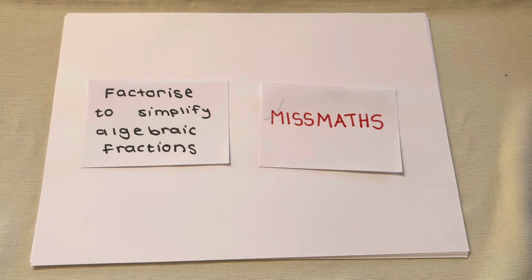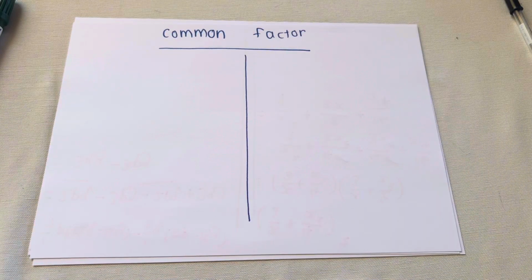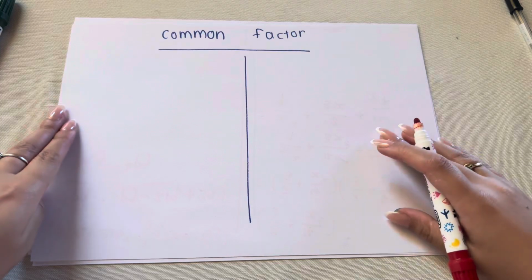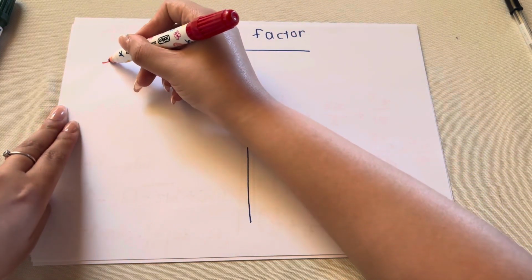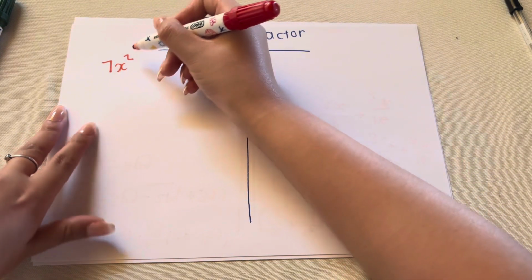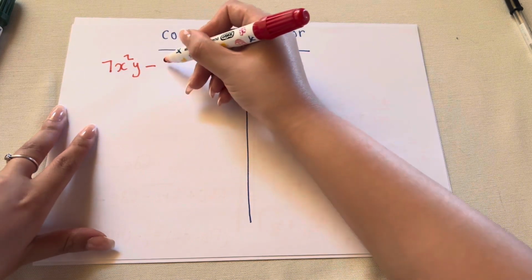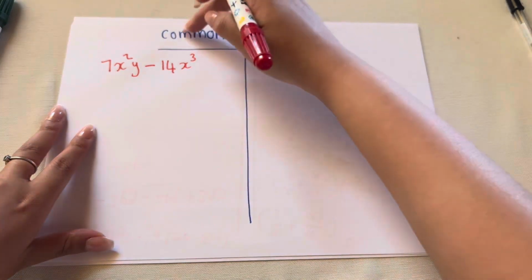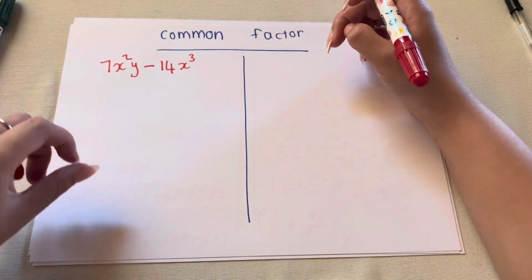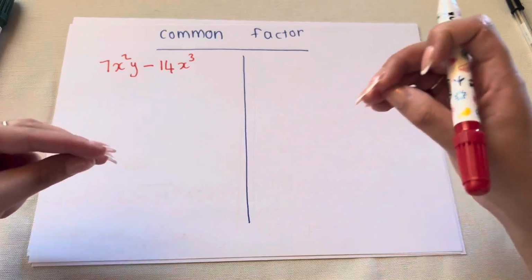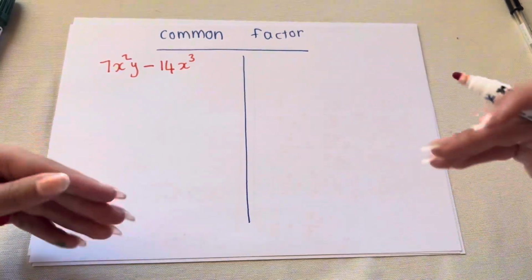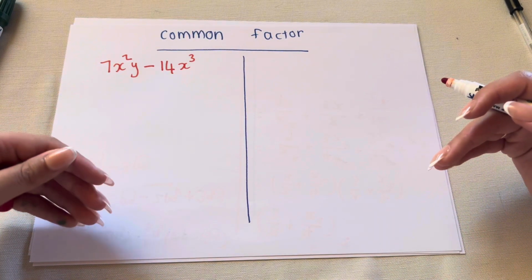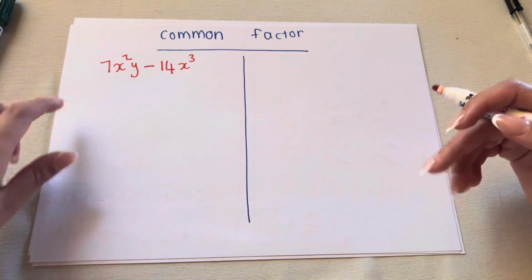Our focus is on factorizing to simplify algebraic expressions. Looking at a basic example of the common factor: 7x squared y minus 14x to the power of 3. The common factor is when we see in the terms that there is something we can extract, something present in both. Now, generally, you want to try and take out the biggest possible common factor.